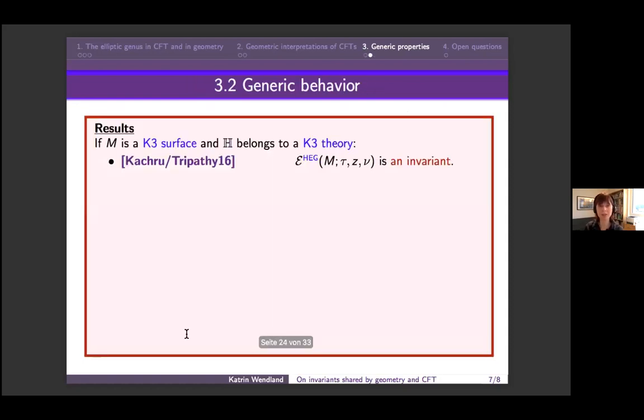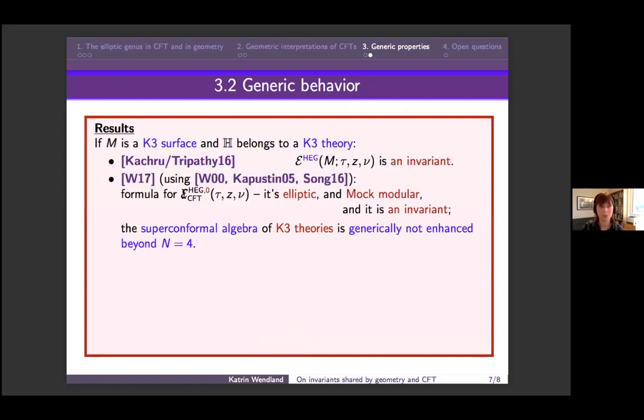So first of all, those results are summarized here. Katrin and Tripathi proved that for K3 surfaces, their Hodge elliptic genus is an invariant. Second, the generic conformal field theoretic Hodge elliptic genus, which I introduced on the previous page, is an invariant by construction. I can calculate it explicitly. I have a closed formula for it. It's again an elliptic function. It's not modular, but it's mock modular, so that's pretty good. And actually, it has some use already, because by studying this function, I can prove a prediction made by the string theorists who have predicted that the superconformal algebra of our K3 theories is generically not larger than N equals 4.